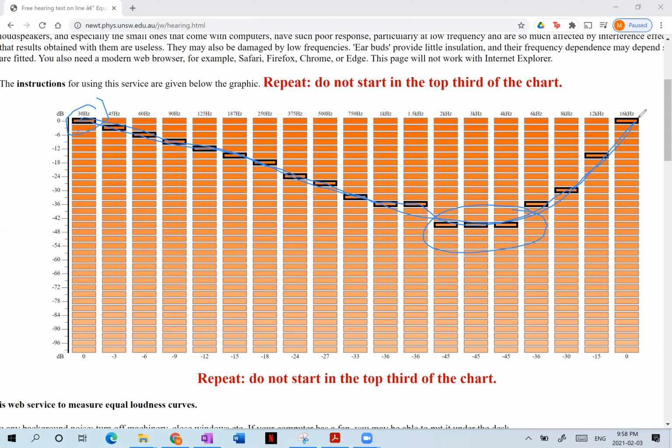And what it shows you is how sensitive your ear is at various frequencies. So the higher the line is, the less sensitive your ears are because you have to turn up the volume to hear the sound. The lower the line is, the more sensitive your ear is. So between 2,000 and 4,000 hertz, that's the sweet spot for your ear in terms of how sensitive your ears are. Your ears are, in a way, best at hearing those sounds.